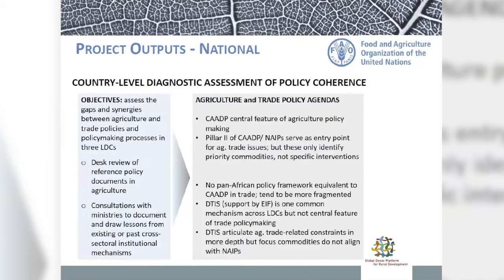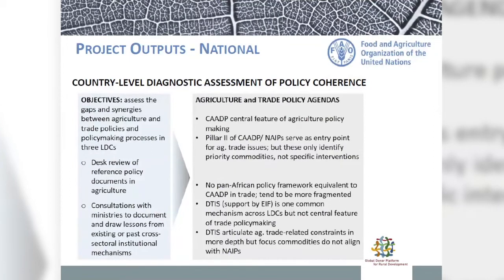So we wanted to have a national component that delved into the policy making processes in some more depth, and for this we had a consultative process established in each of the three countries in which we worked. That's Zambia, Mozambique, and Tanzania. We had the creation of what we called at the time the country team. So we had stakeholders or policy representatives from different departments within the Ministry of Agriculture and Ministry of Trade.